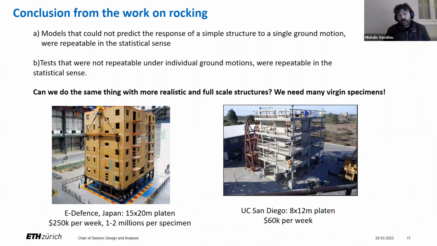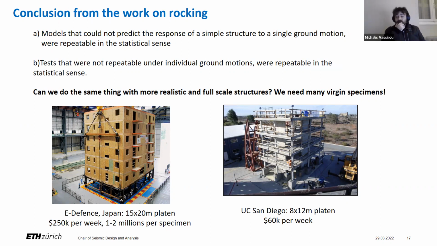So from our work on rocking structures, we concluded that A, models that could not predict the response of a simple structure to a single ground motion were good enough to predict the response to sets of ground motions. And B, tests were not repeatable under individual ground motions, but were repeatable in the statistical sense.